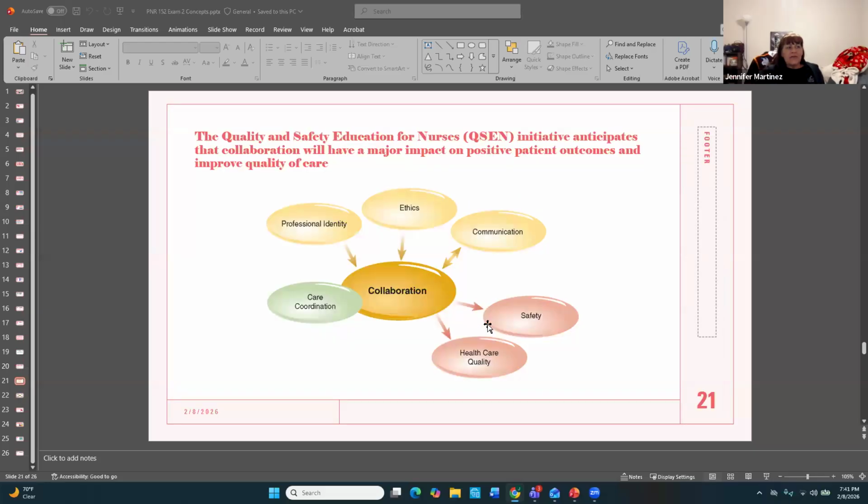Then we have Quality and Safety Education for Nurses, which is your QSEN initiatives. They anticipate that collaboration has a major effect on positive patient outcomes and improved quality of care. Collaboration, especially among the healthcare team, is essential for providing positive patient outcomes. When we talked about members of the IDT team, or the interprofessional care team, it's everybody working together to provide the best for your clients.